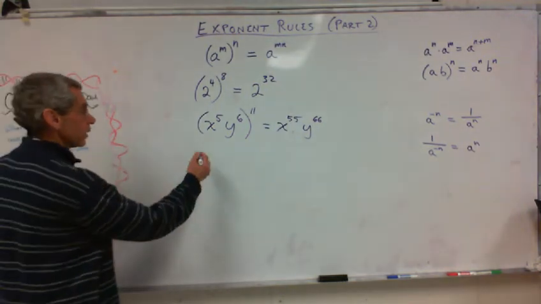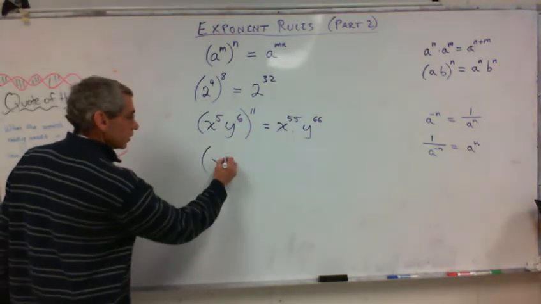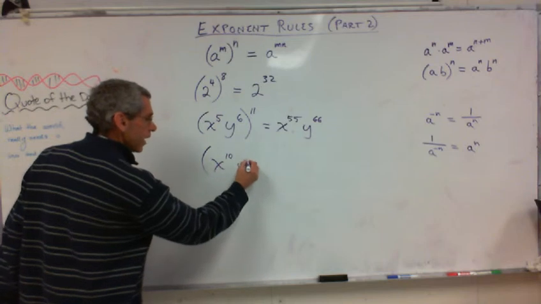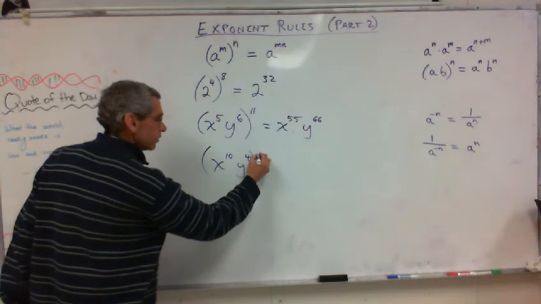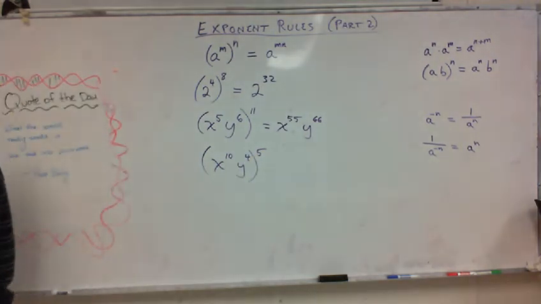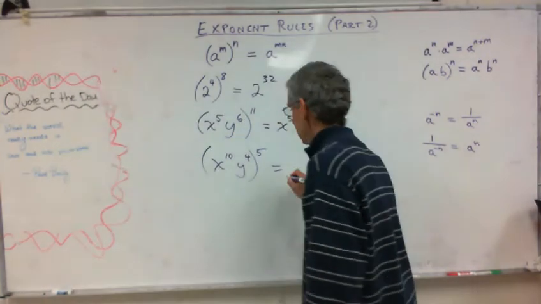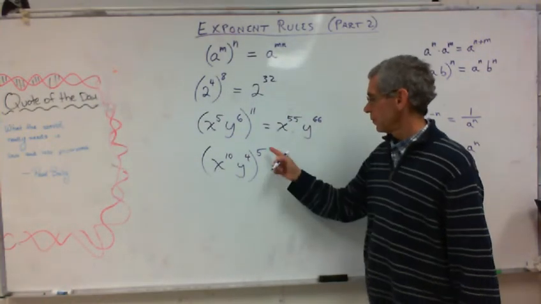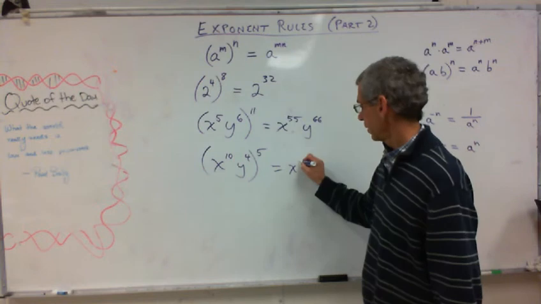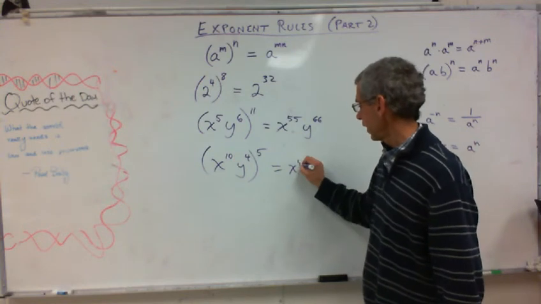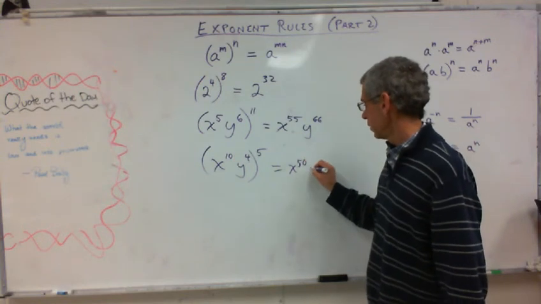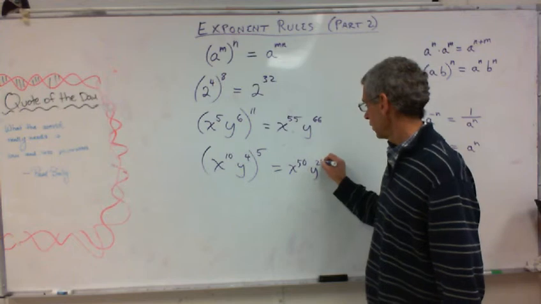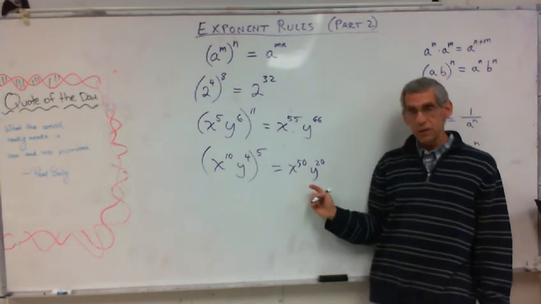All right, so real quickly, let's do another one. So x to the 10 times y to the 4 raised to the 5th power. Okay, Noah, what is it? X to the 50th power, and y to the 20th power. Good job. X to the 50th, y to the 20th.